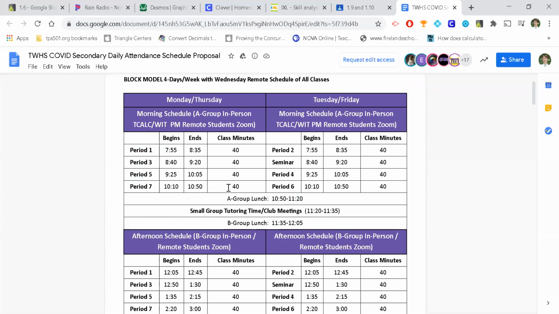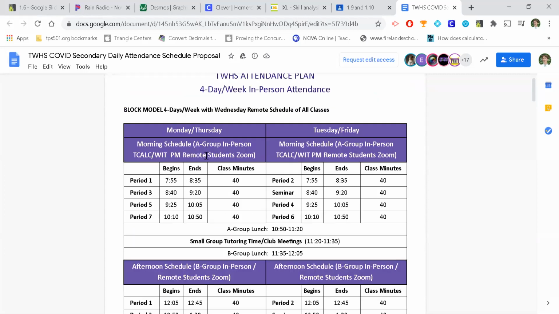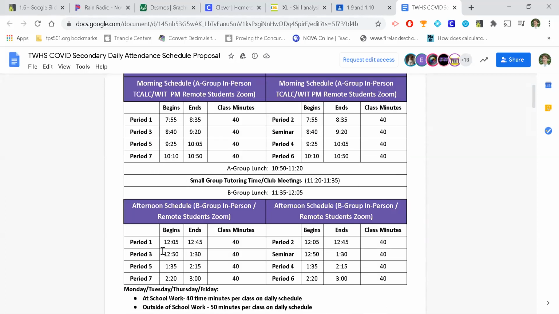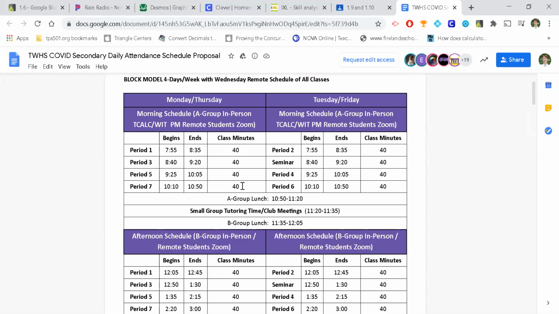B students will do the same thing. If you're a remote A student, you'll Zoom in during these times. If you're a B person that has opted for in-person, you will go to school at 11:35 if you want lunch, or I guess 12:05 is when your first class starts, till 3 o'clock. There's another one that's till 3:15, that's Wednesdays. And you get 40 minutes per class. You do that for Mondays and Thursdays.